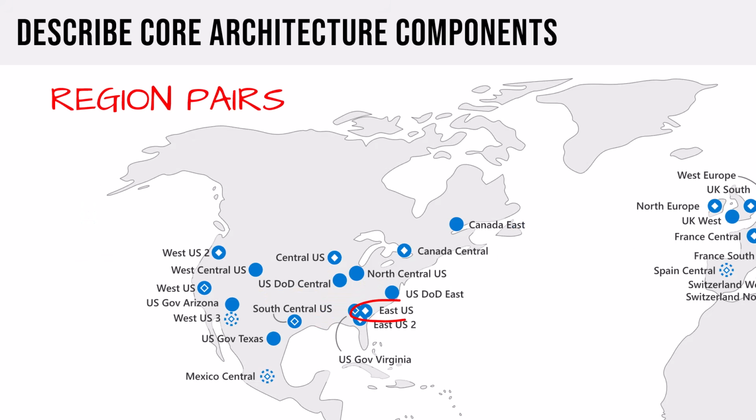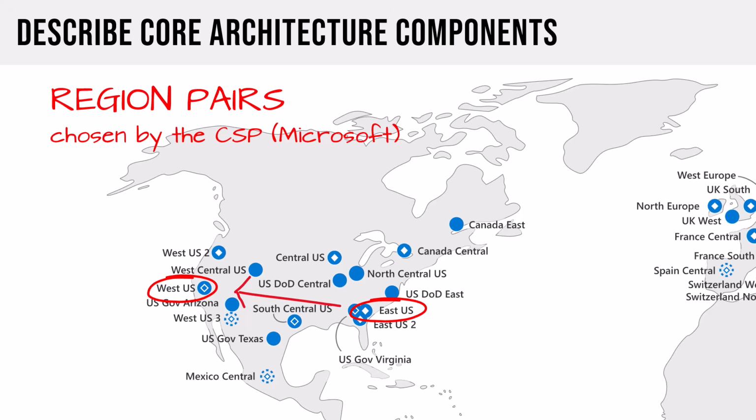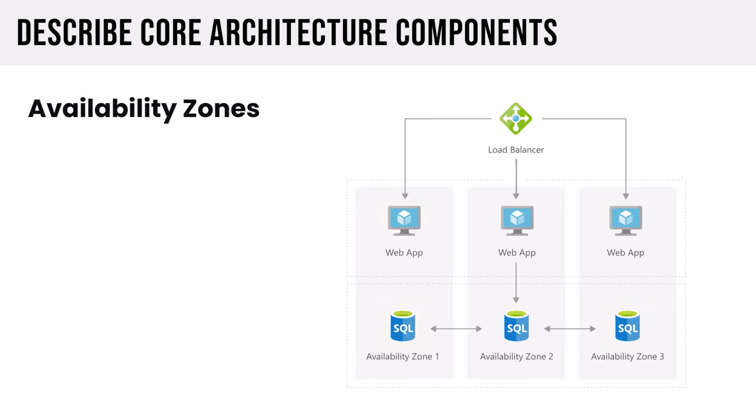So region pairs, for example, you'll find that there is a pair, a primary and a backup, chosen by the CSP, Microsoft in this case. Generally speaking, there's 300 plus miles between those 2 data centers, and your various services, like the storage platform, like the database platforms, have configurations that facilitate automatic failover of those services to the backup region. So if a region goes down, you're not dead in the water necessarily.